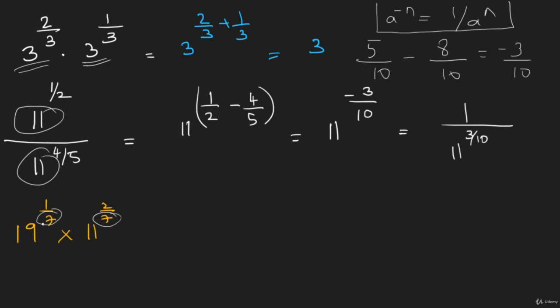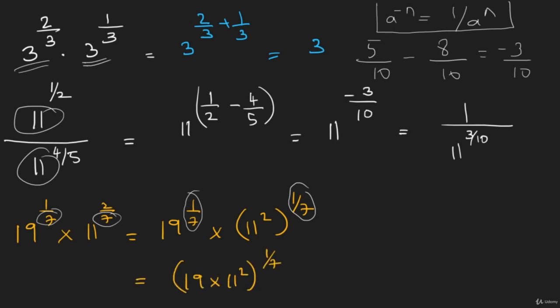So to use the rule where the base is different but the exponents are same, let's try to make some manipulation over here. So I can write this as 19 to the power 1 by 7 into 11 square to the power 1 by 7, right? Now I can see this power and this power is the same. So this can be simplified as 19 into 11 square to the power 1 by 7.